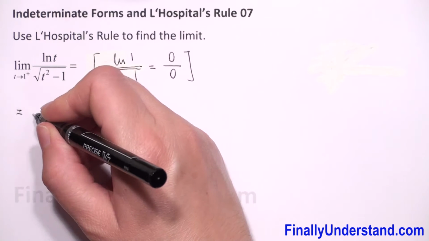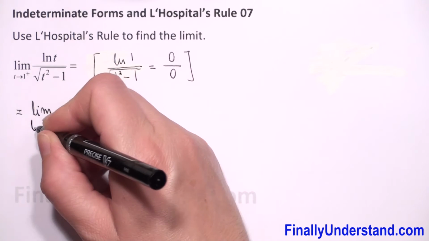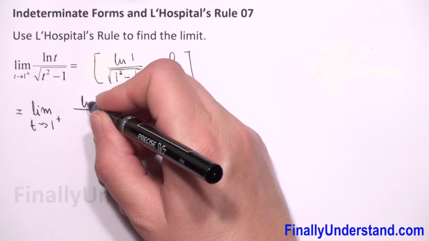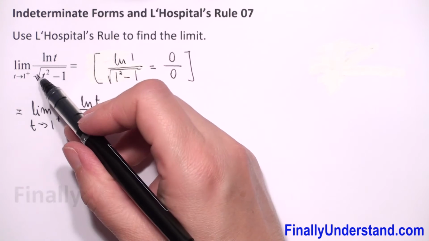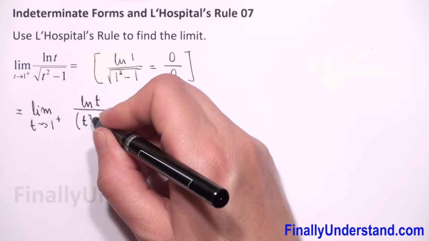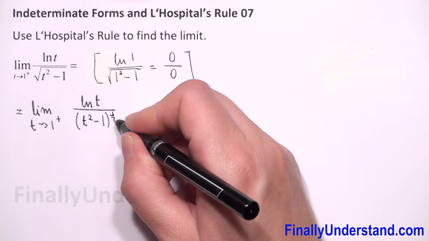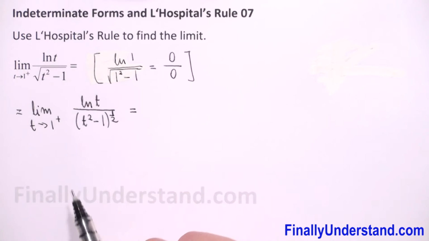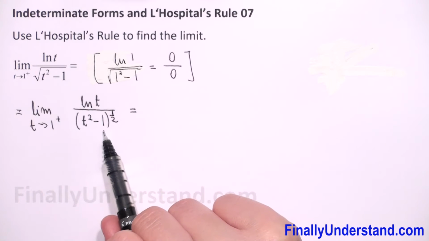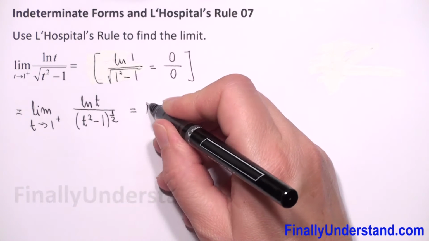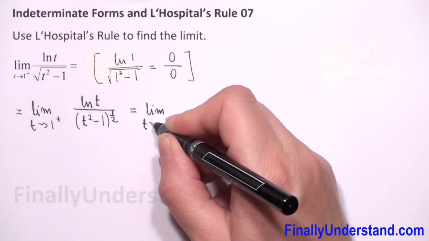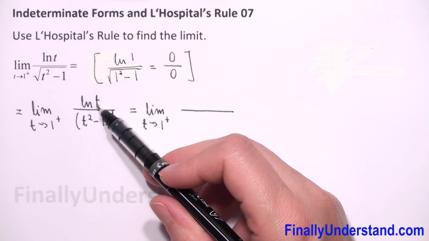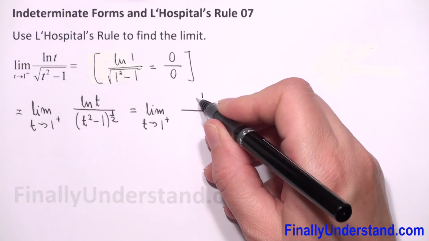So this is equal limit as t approaches 1 from right, and numerator I just copy, and in denominator we will have t squared minus 1 to power 1/2 because we have square root. So now we can find the derivative of function which is in denominator very easy. So the limit we have to just copy as t approaches 1 from right, and we have derivative of natural log of t is 1 over t.